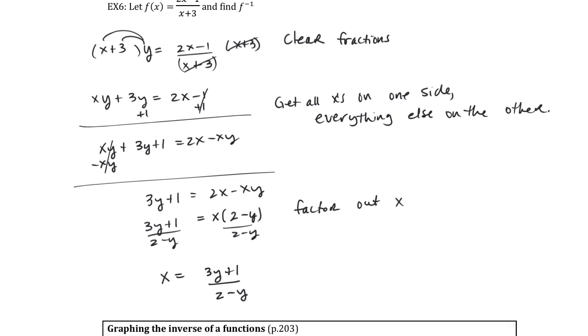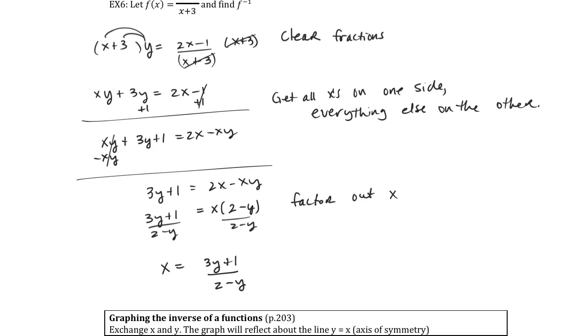So I solved for x. Now I just switch those up. So I would have y equals 3x plus 1 all over 2 minus x. And this is my inverse function. So we can just write that. Instead of a y, we'll write that as our inverse function.